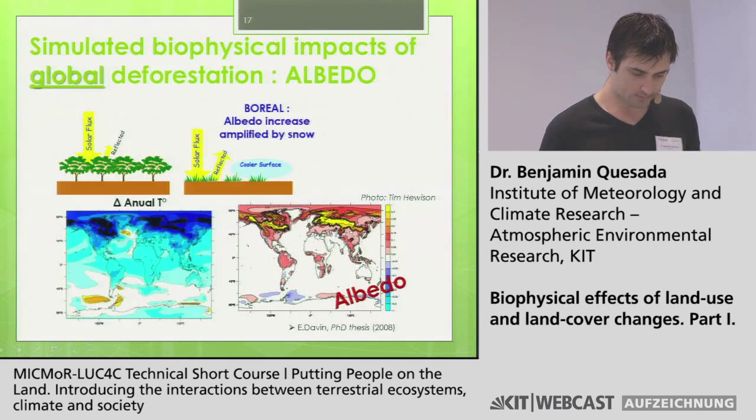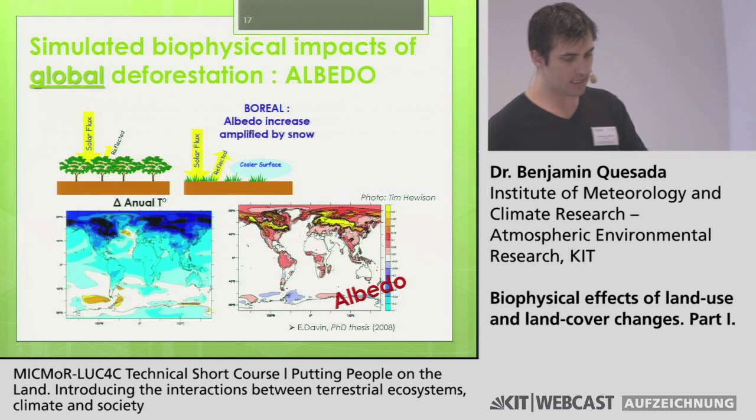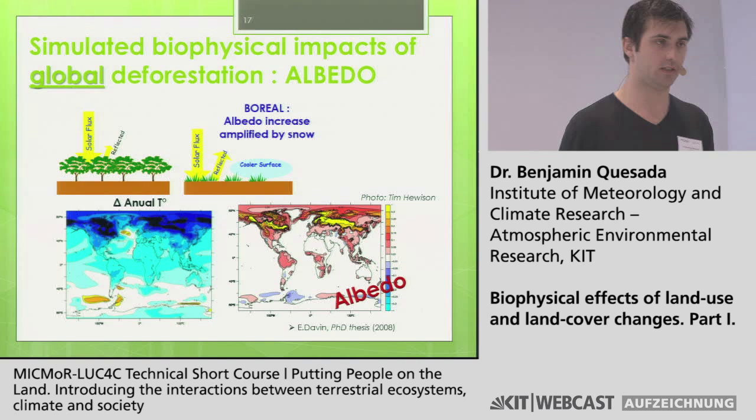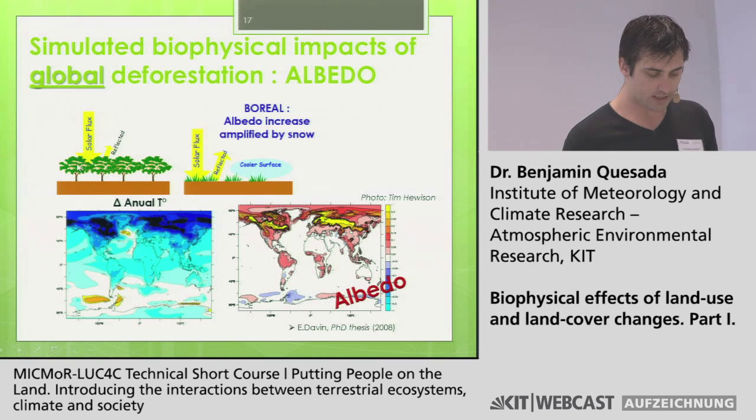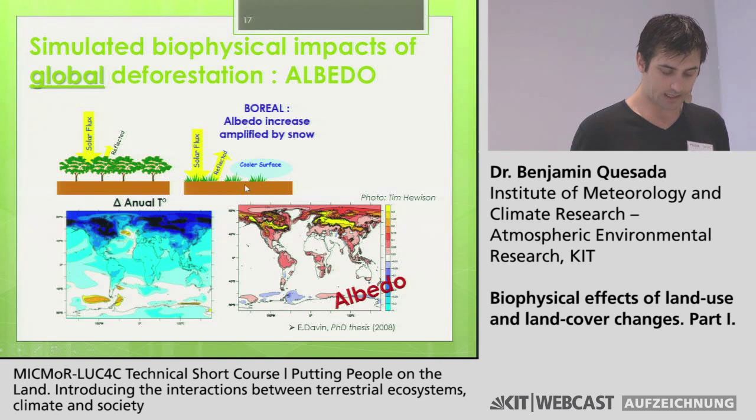So let's see now the first biophysical impact of this deforestation. We have seen that the prevailing paradigm is that when you deforest, you increase the reflected sunlight, then you will cool the surface. Well, this is exactly what we see. This is the changes in albedo after a deforestation. So you increase the albedo globally, and especially in boreal regions.